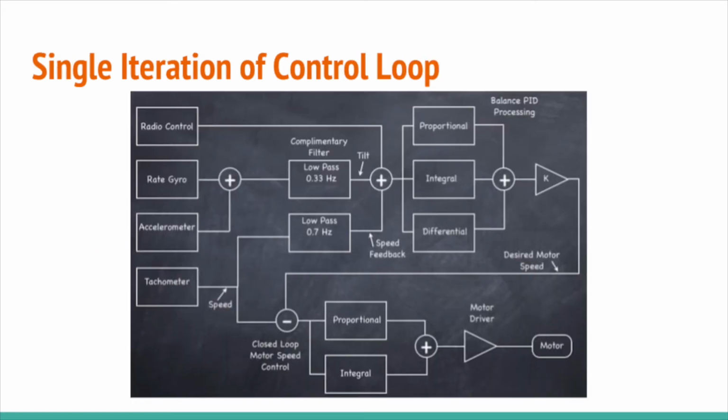A single iteration of the control loop can be seen here. The loop begins with measurements, and the result is a motor movement. This loop is then repeated continuously to make the Segway operate.